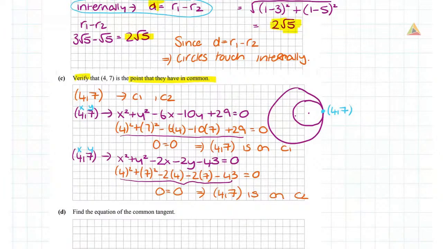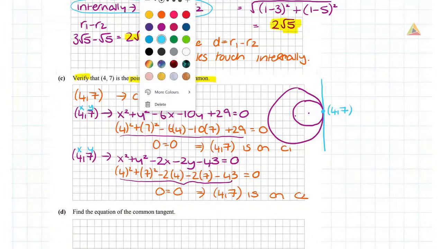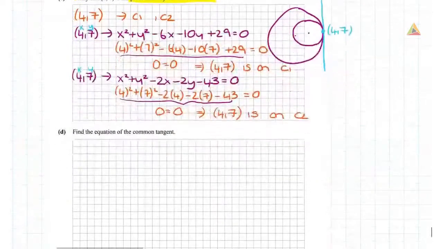Okay? And finally, part D, find the equation of the common tangent. So if we just go back to our diagram here, if the circles are touching at all, internally or externally, they're going to have a tangent in common. So there's my tangent, something like that. Now, I'm going to show you 2 ways of answering this question. First way is a little bit easier.